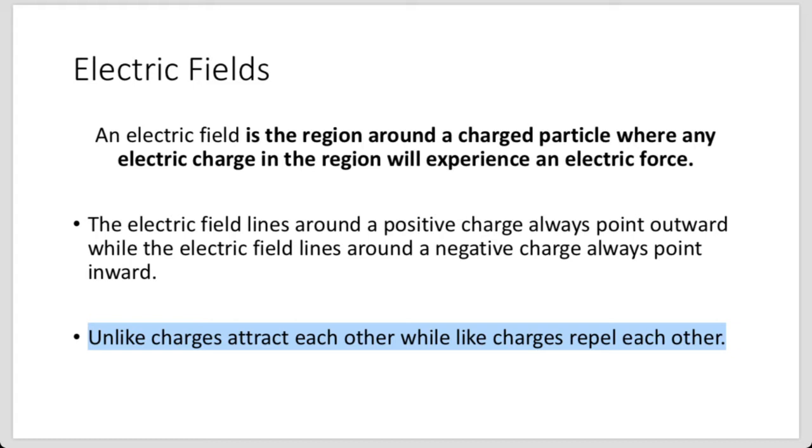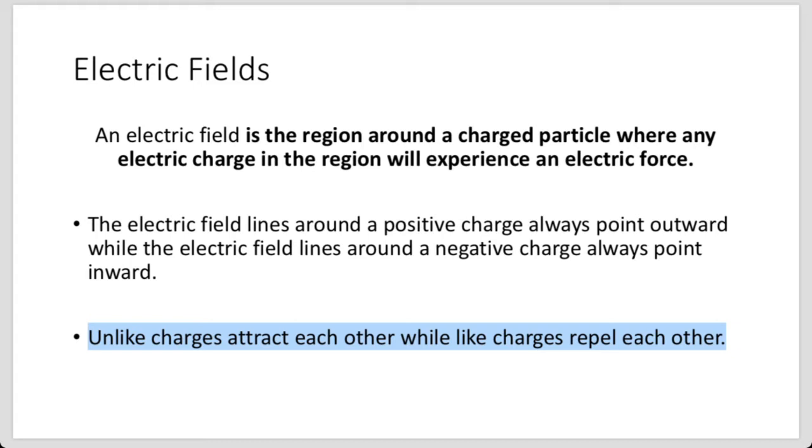Positive with positive, they will repel. Right? Similar to a magnet. A positive charge and another positive charge will push each other away. A negative charge and another negative charge will also push each other away. A positive charge and a negative charge will pull each other together.